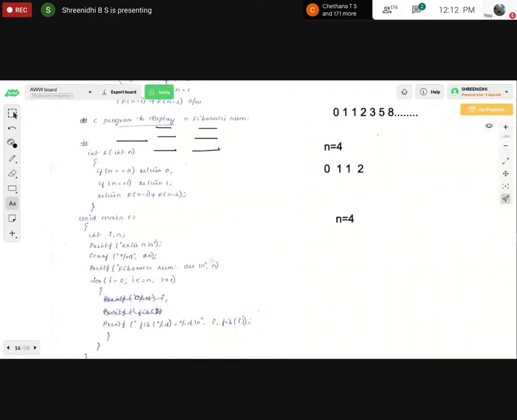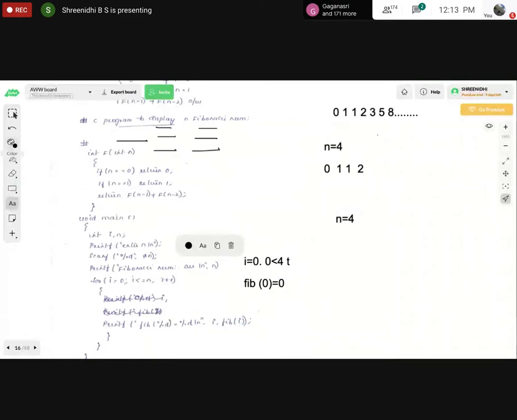So first time i is equal to 0. 0 is less than 4, it's true. So you will print fib of i. Here I am calling a recursion function. What's your i? 0. If I pass 0 here, what will it print? fib of %d, first one i will be 0.